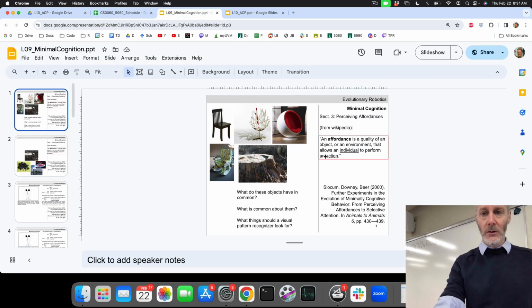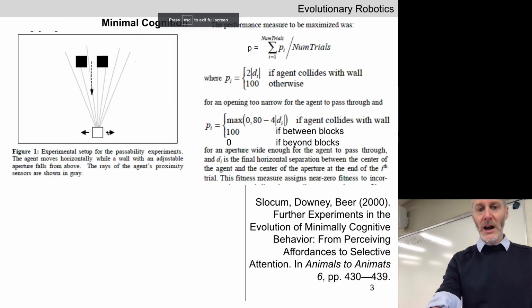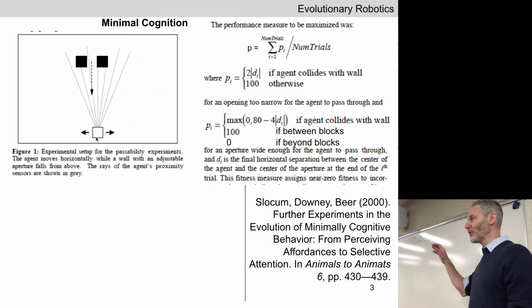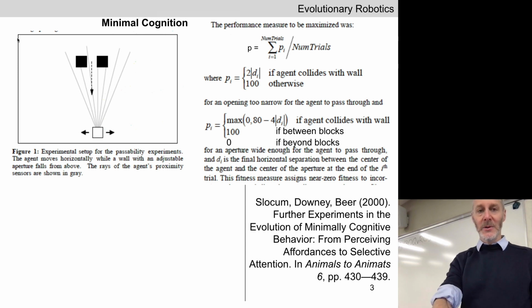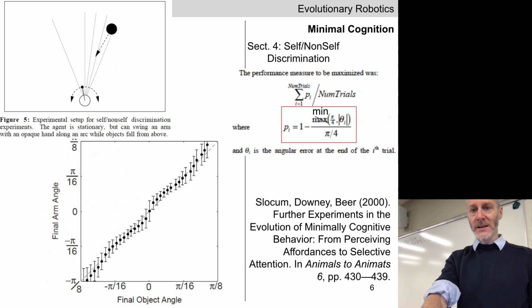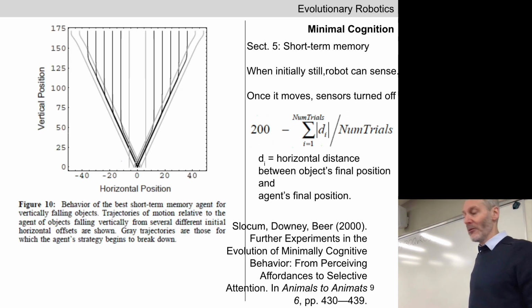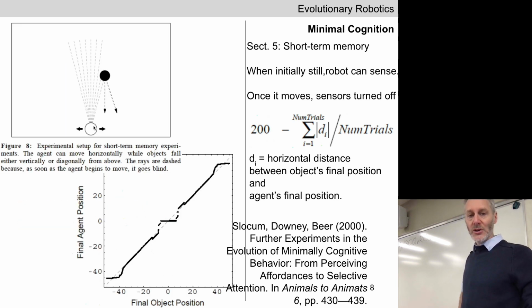Okay, so again, the idea behind minimal cognition: make a very, very simple robot, as simple as you can, simple physics, simple environment, simple body, handful of motors, handful of sensors, and let's set up some environments and some fitness functions that select for some of the building blocks of intelligence, like perceiving affordances. Then we looked at discriminating between self and non-self. And we ended last time by looking at this example of a robot that can evolve short-term memory.